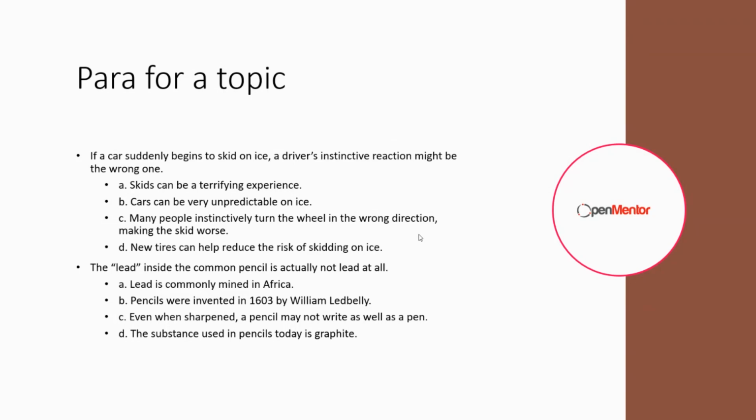Option C, which says many people instinctively turn the wheel in the wrong direction, making the skid worse. You know what is special about this line? It takes a lead word, instinctive, from the previous line. So when you see a large paragraph, each line has some connectivity between each other, right? So in all possibility, option C is the right answer. This is how you pick a paragraph for a topic.